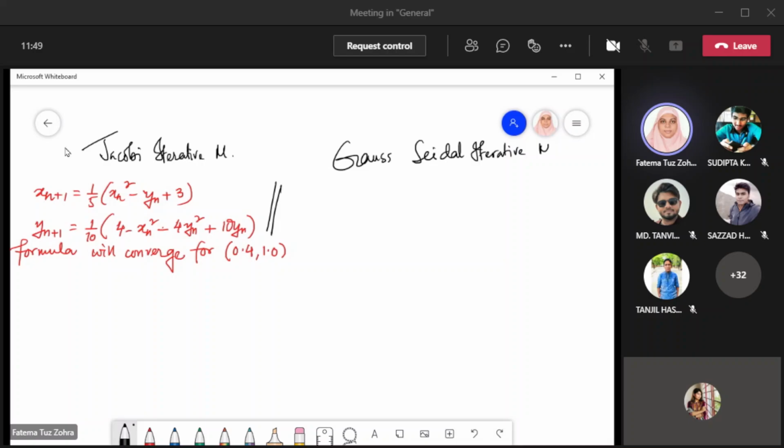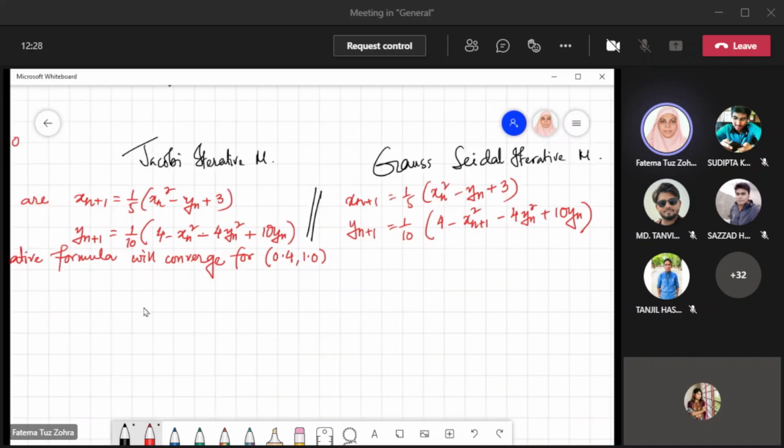If we use the most recent value, then x_{n+1} = 1/5 (x_n² − y_n + 3) and y_{n+1} = 1/10 (4 − x_{n+1}² − 4y_n² + 10y_n). Because when we are trying to find the value of y_{n+1}, I already have the value of x_{n+1}. That is Gauss-Seidel. So in the question, whatever is mentioned, please follow that one, whichever is required, Gauss-Seidel or Jacobi.